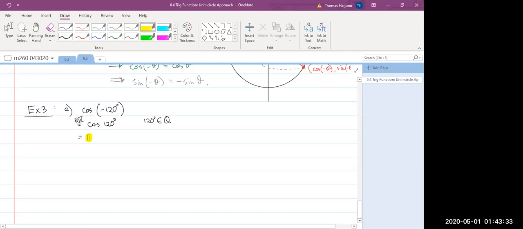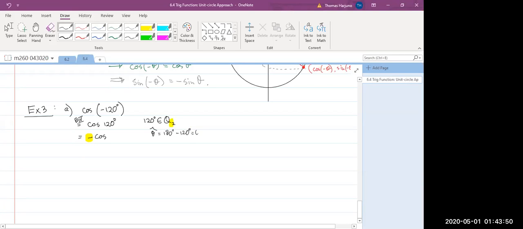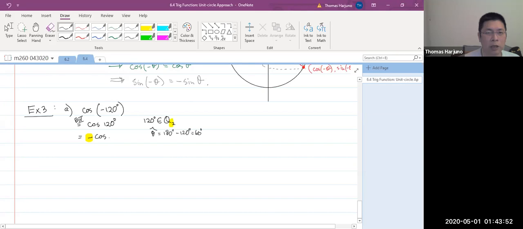Second quadrant. Okay, so we need to know what quadrant it is in to know if it is positive or negative, right? And then what's the reference angle? 60 degrees. So negative cosine 60 degrees, that's negative 1/2.